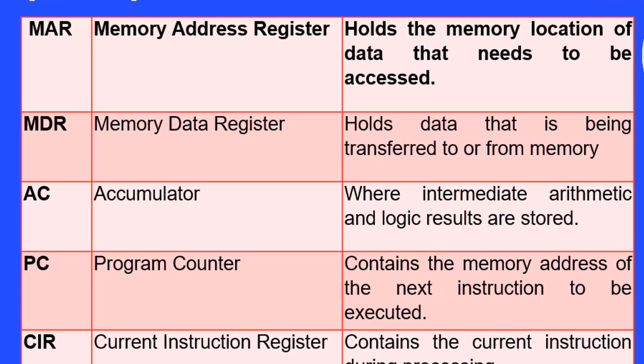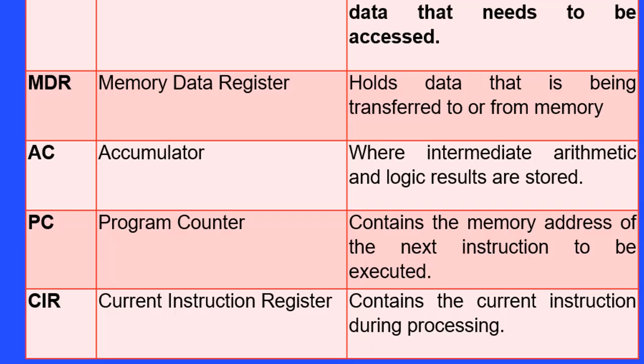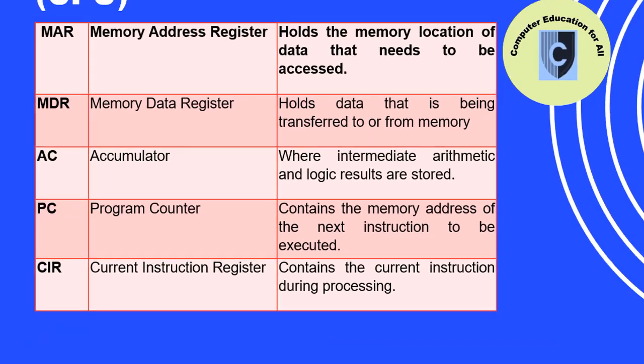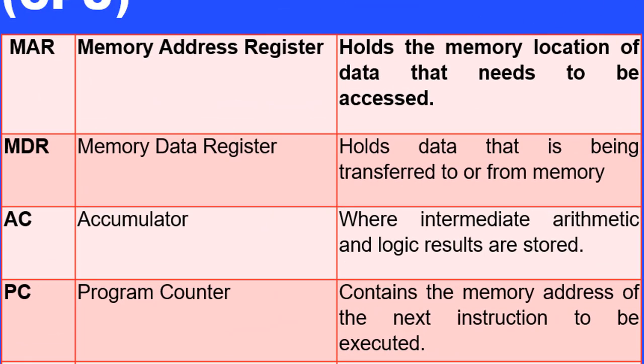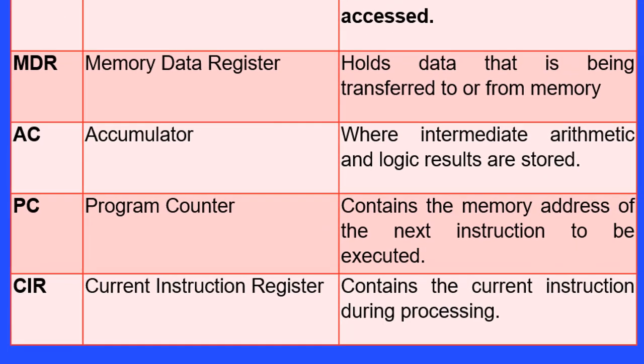MAR, memory address register, holds the memory location of data that needs to be accessed. MDR, memory data register, holds data that is being transferred to or from memory. AC, accumulator, where intermediate arithmetic and logic results are stored. PC, program counter, contains the memory address of the next instruction to be executed. CIR, current instruction register, contains the current instruction during processing.